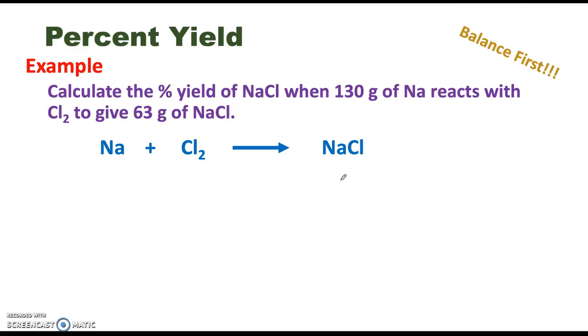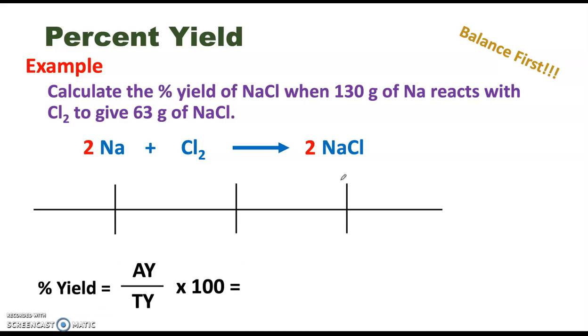So here's how we set this up. First we've got to balance it, as always. So we balance it. I'm going to save a little bit of time by putting 2's in those spots. Now the next step is to set up a ladder. The 63 grams is the actual yield, so I'm going to take that and put it down in the actual yield. I save it for later. Now I take the 130. The 130 is what I actually start my ladder with. If I got 130 grams of sodium going in, how many grams of sodium chloride should come out? So we're going to solve this ladder to figure out how much should theoretically come out.